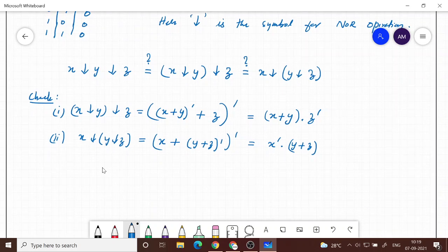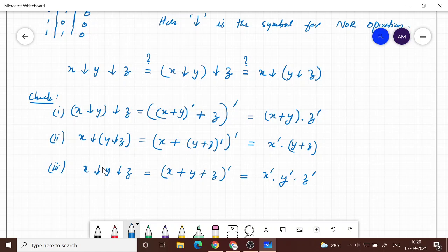Now I should also say what is the first thing. So number 3, if I don't put any grouping, what does it mean? So this is now going to be defined like this: x plus y plus z the whole bar. Okay, so this is what we mean by a 3-input NAND gate. It will do this operation, which is basically this, which is neither this nor this.